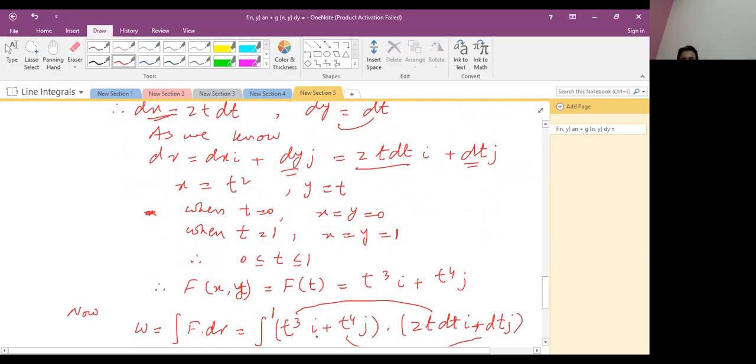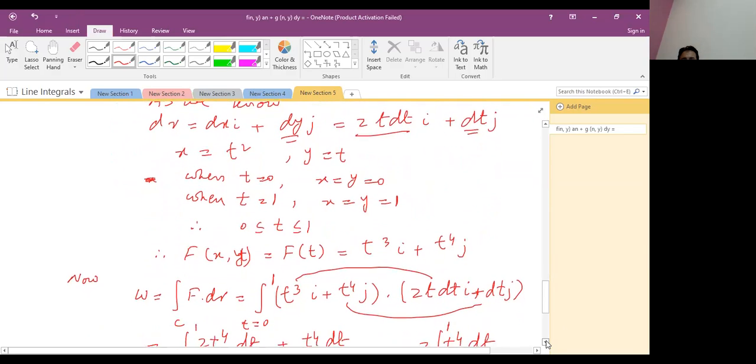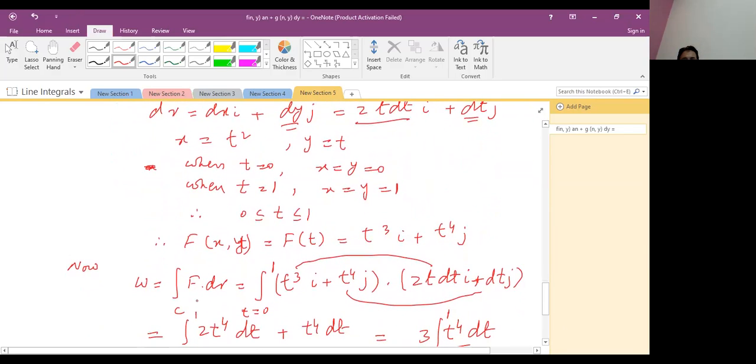Then we put it in the formula. If you find the work done, the line integral c f dot dr, it is f in terms of t, dr in terms of t. If you multiply together, it means dot product. If you take the dot product, 2t into t cube is 2t4. I dot i is 1. T4 multiplied by dt is t4 into dt. J dot j is 1.